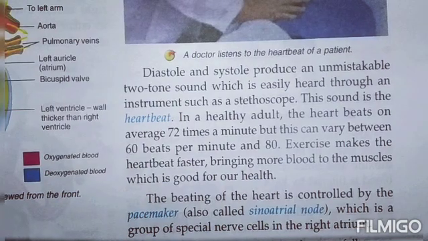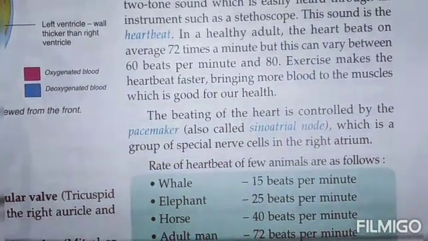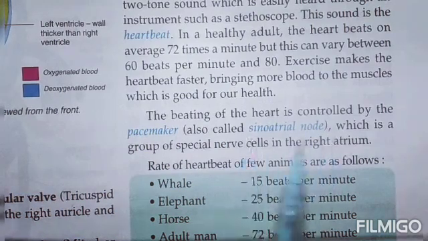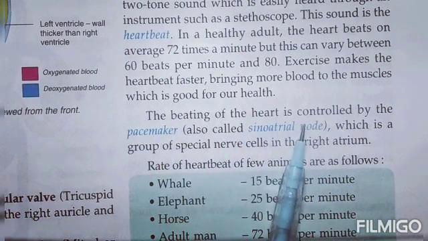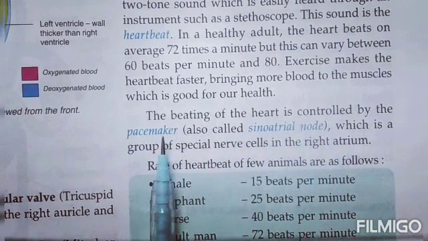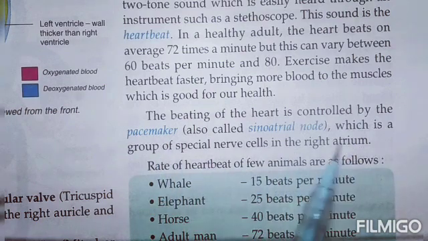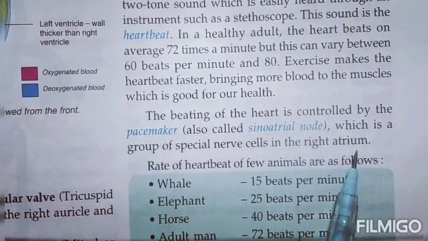The beating of the heart is controlled by the pacemaker, also called the sinoatrial node. Now this is another word for pacemaker, children. How many times your heart is beating, that is controlled by the pacemaker, which is a group of special nerve cells in the right atrium. Where is the location of this pacemaker, children? It is in the right auricle, which is known as the right atrium.